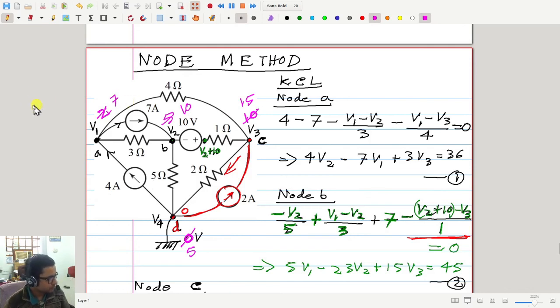Sir, is it possible that current can flow from low potential to high potential in a current source? Yes, in some current sources it may happen. You check it. It's possible. Even in voltage sources, it's possible.